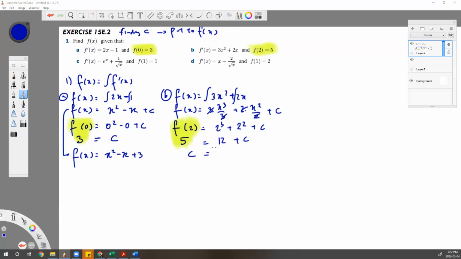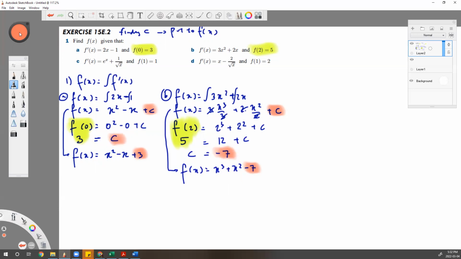Okay, so c will be 5 minus 12, right? Negative 7. Okay, so after you get c, put it back into its original. f(x) equals x cubed plus x squared minus 7, right? So you change the c. I will highlight this. There you go.